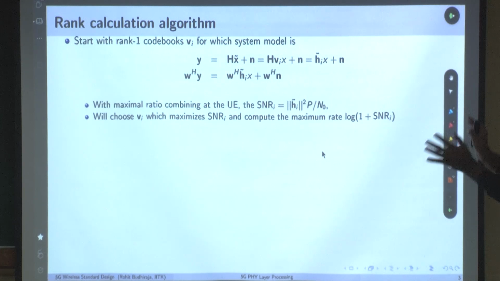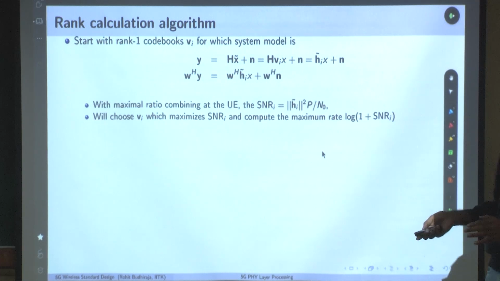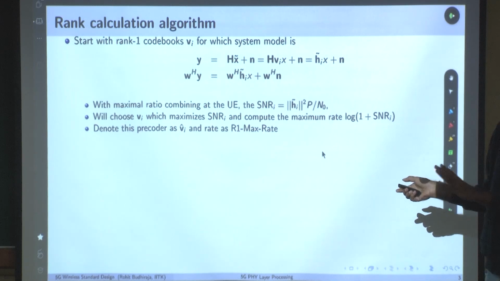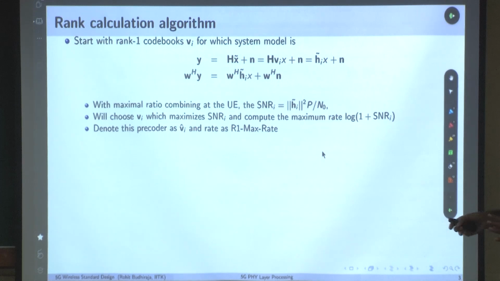Is this clear, what we have said here? So what have we done here? The UE has calculated the precoder which will maximize the rate, assuming that the rank is 1. Done. Half of the process is done. What happens after that? It denotes this precoder as Vi tilde and calls this rate the rank 1 maximum rate. And it notes this precoder also. So for rank 1, this is the maximum rate and this is the precoder.